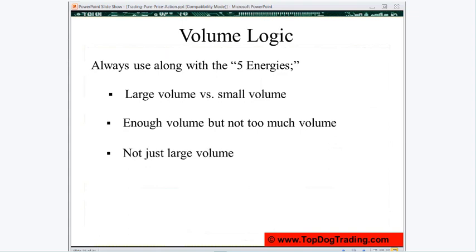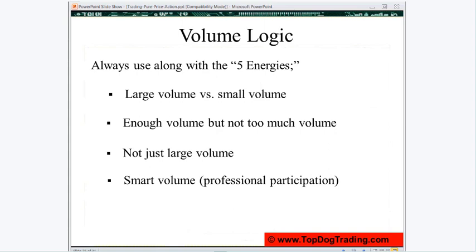So we want to look at large volume versus small volume. We want enough volume, but not too much. And not just large volume, but here's the other distinction. We want smart volume. You might have big volume, but that's not enough. What do I mean by smart volume? Professional participation. Because you could get a lot of volume and they're all amateur traders, and that's where all the amateurs are being led astray at the same time.